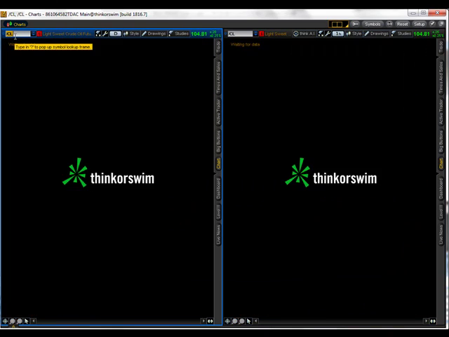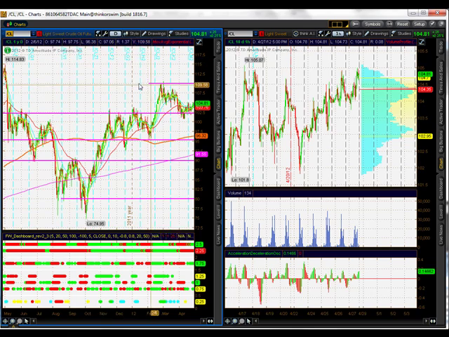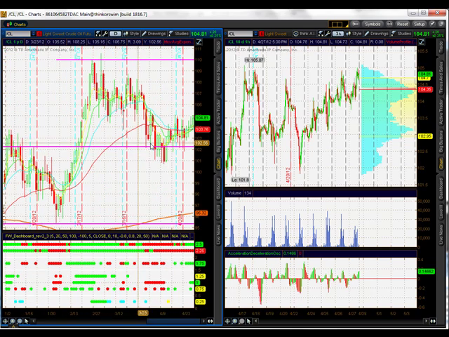Unfortunately, crude oil sideways, and like gold, it's trying to make a little move higher. And we know what that means for our pocketbooks. 105 was where all these wicks to the downside were, 105. Now we're seeing these wicks on the top at 105. So it'll be interesting to see if we can break it and move higher there on crude oil.